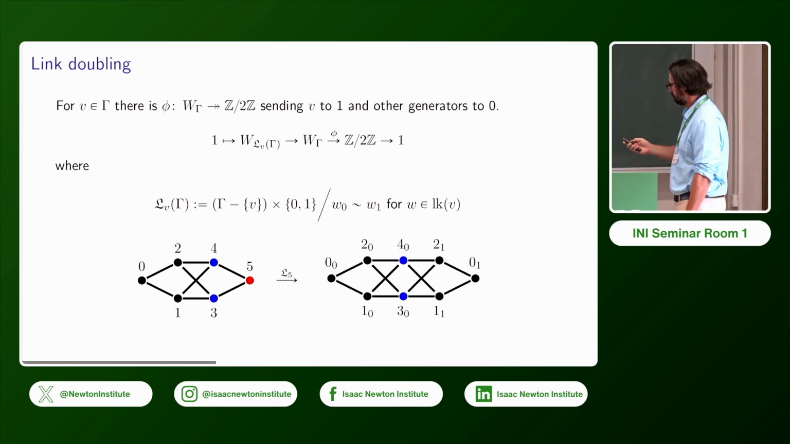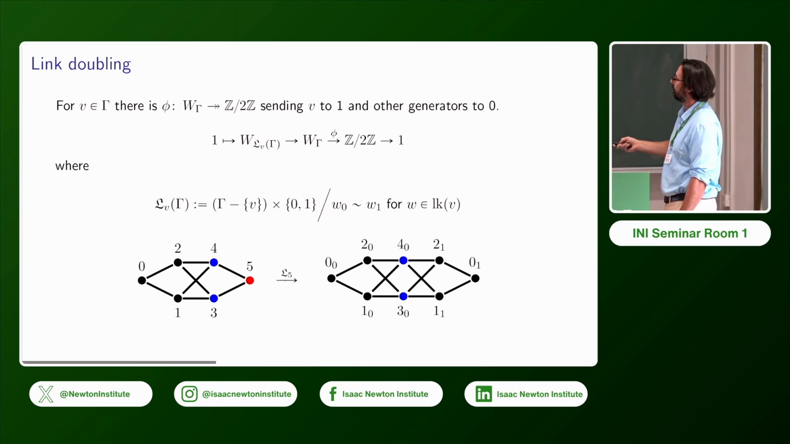So in pictures, here's a graph. I'm going to double over the link of this vertex 5. So 5 doesn't appear on the right-hand side. Its link is these 2 blue vertices, 3 and 4, and so for those I only get 1 copy of each of them on the other side. And then the 3 black vertices, I get 2 copies of them. A copy here and a copy sort of reflected on the other side. So the right-angle Coxeter group defined by the graph on the right is an index 2 subgroup of the right-angle Coxeter group defined by the graph on the left.